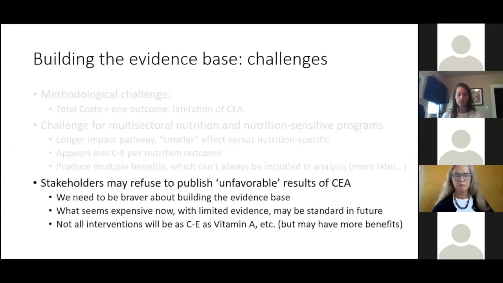So this scenario can often lead to stakeholders who refuse to publish unfavorable results of cost effectiveness analysis, and I've seen this more than once. And I'm here to suggest today that we need to be braver about building the evidence base, because what may seem expensive now with limited evidence may actually be standard in the future. And not all of our interventions are going to be as cost effective as vitamin A capsule distribution, for example, but we may find that they have many more benefits.